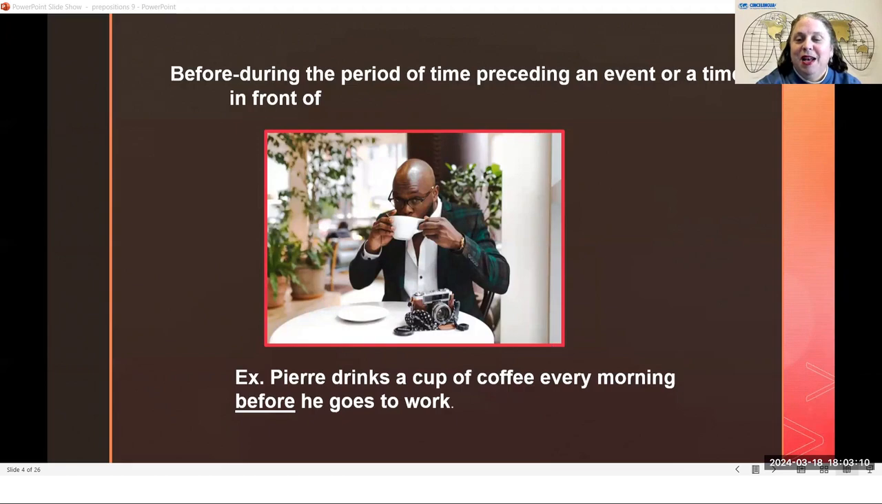And if we look at our next slide, this one is a period of time preceding another time. So this is Pierre drinks a cup of coffee every morning before 8 o'clock. And so instead of before an event, before he goes to work, now we're saying before a particular time. So here he is drinking his coffee before 8 o'clock in the morning.